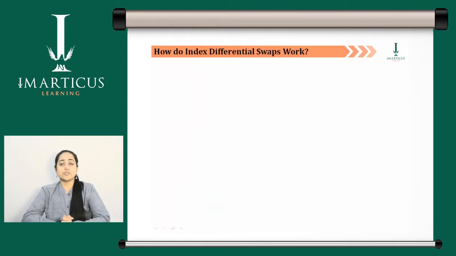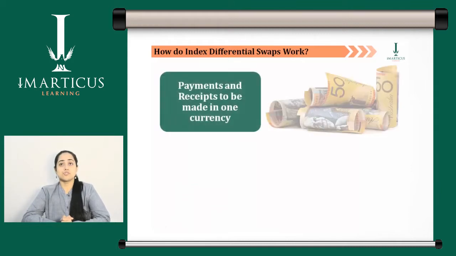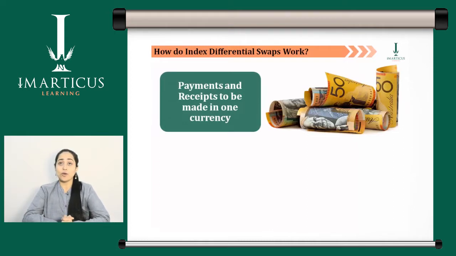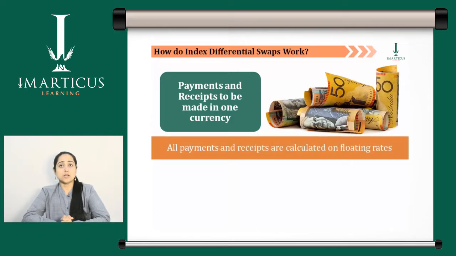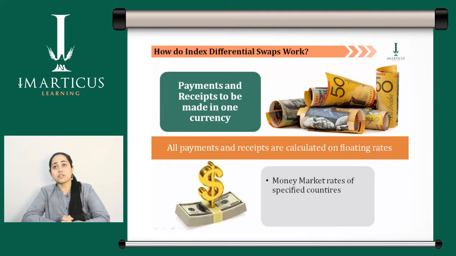So, how do index differential swaps work? The index differential swap structure entails the payments and receipts to be made in one currency, hence removes the currency conversion risk. All payments and receipts are calculated on floating rates. If a counterparty receives payments in a specific currency on a notional principal amount for a specified term on the basis of a floating interest rate, then the counterparty makes payments on the same notional principal amount based on the floating interest rates in a different currency. The interest rates are generally the money market rates of the respective countries. There is no exchange of principal amounts.